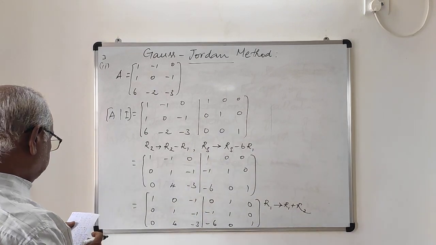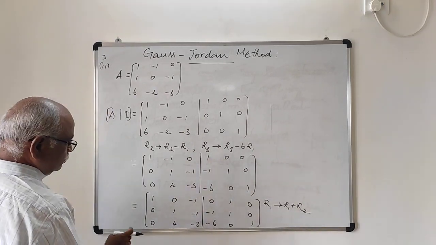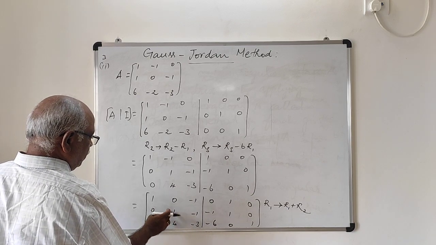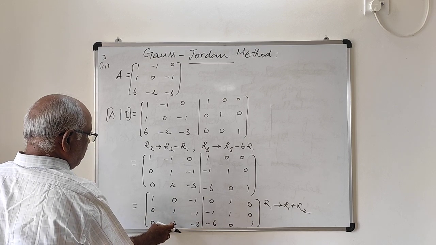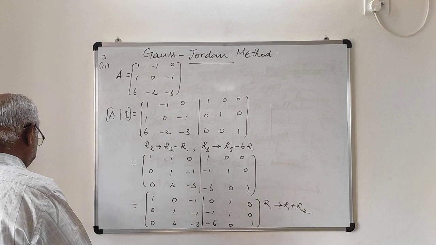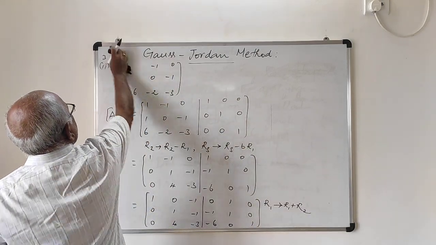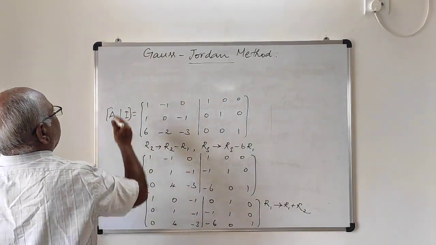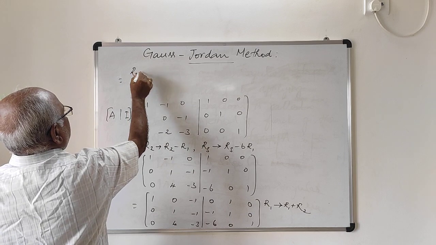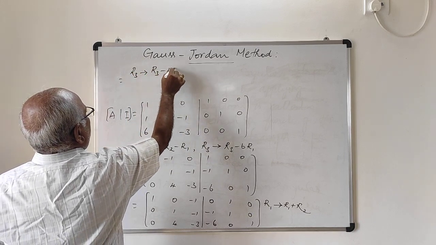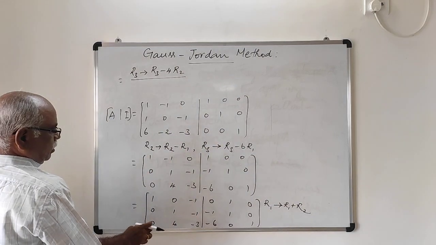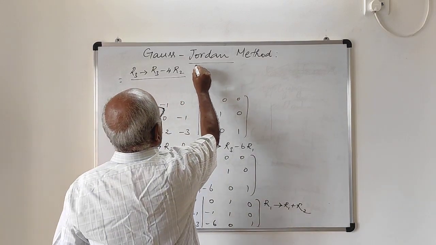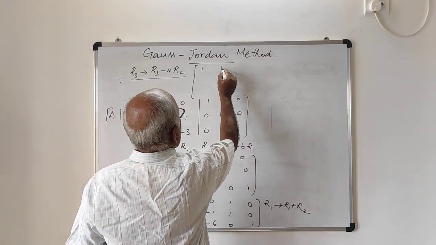And then the next step. If you multiply R2 by 4, 4 minus 4 is 0. This element becomes 0. R3 is R3 minus 4 R2. Next idea: R3 is R3 minus 4 R2. So R1 is not altered. You write R1 as it is: 1, 0, minus 1.